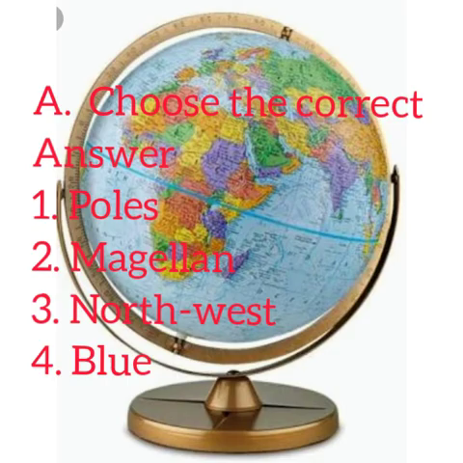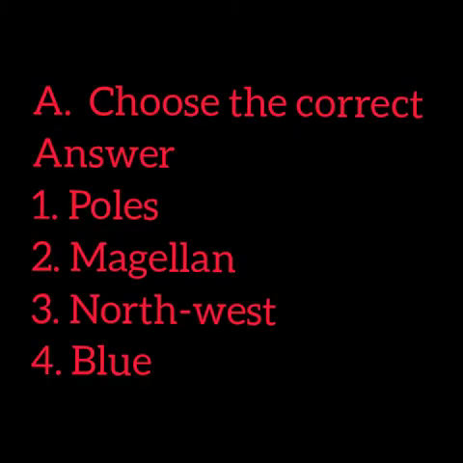The third answer is northwest. Which of the following is a subdirection? That is northwest. And a water body on the map is represented by the color blue.